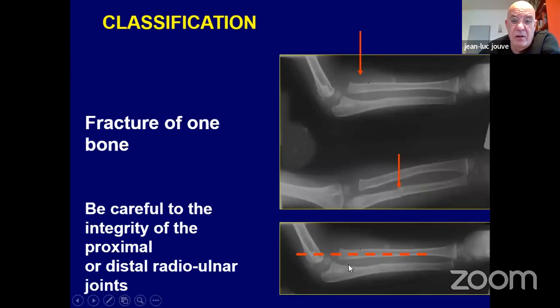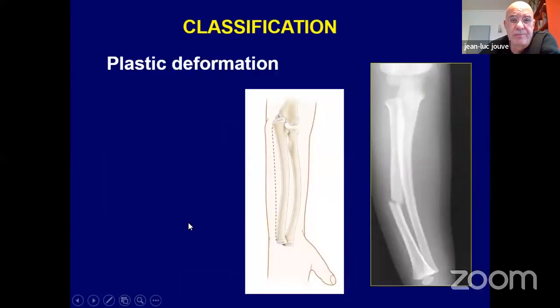Take care at any time of the risk of Monteggia fracture and the risk also of distal radioulnar joint injury. So when you check a fracture of the forearm, you always have to obtain on the X-ray the elbow and the wrist to check the possibility of dislocation. We have already spoken about that in the Monteggia fracture.